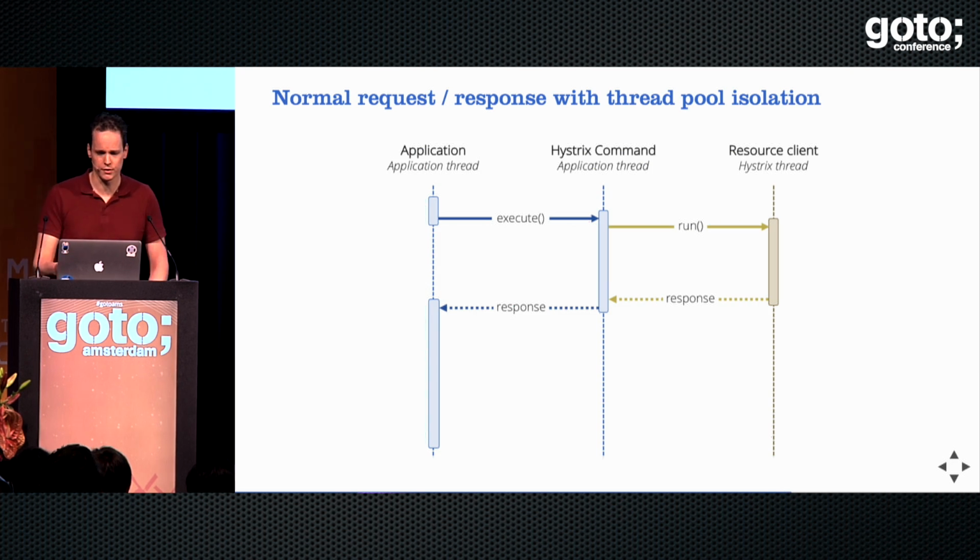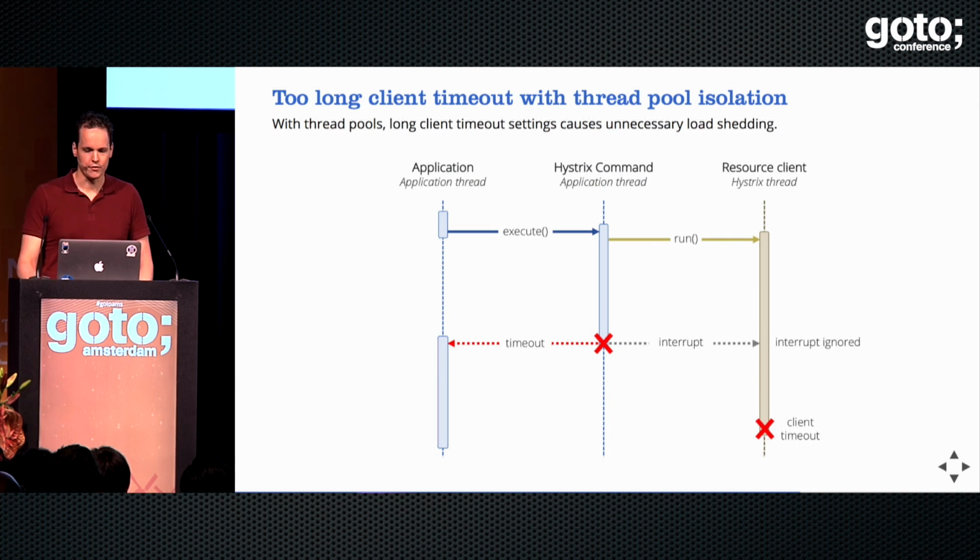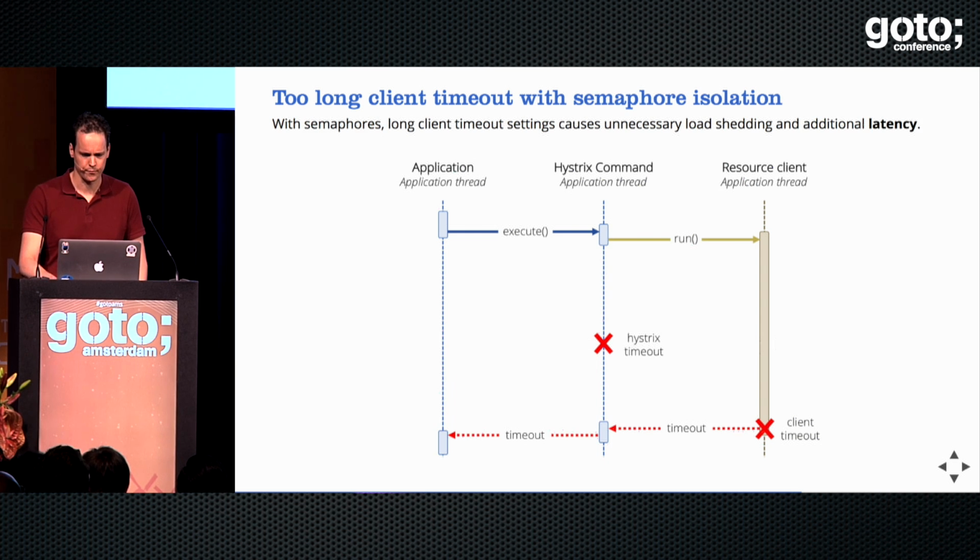So why is that important? Here you have a normal execution where you have an application thread calling the Hystrix command on that same thread, and it's going to start this Hystrix thread and do the actual call to the resource. If that resource is slow and it's timing out on the Hystrix level, but the timeout has not been set on the client, then that Hystrix thread is still being used. It can't be released until the client is done. So this will cause unnecessary load shedding if you don't configure this correctly.